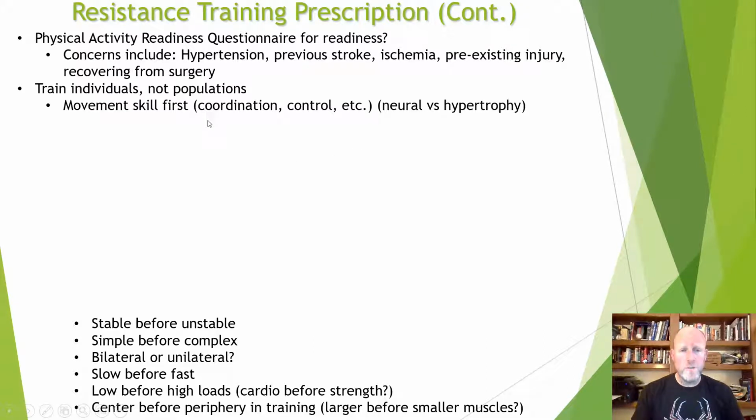We want to train a movement skill first, coordination, control, okay? And we're basically talking about neural control versus hypertrophy here in the first 4 to 6 weeks of training. When you first initiate a new level of stress, the gains are typically neural. We're not going to see hypertrophy gains in muscular size that's even measurable, generally speaking, for anything earlier than 6 weeks from training. Okay, up to about 12 weeks as slow responders.